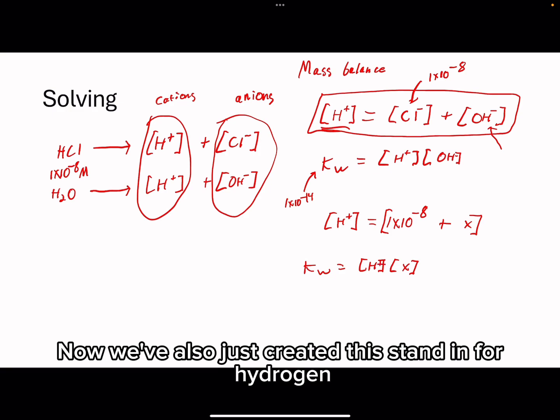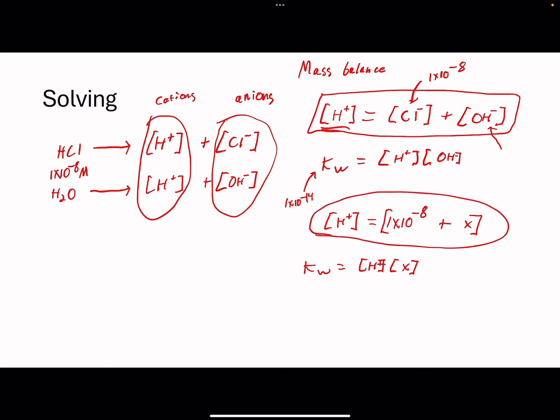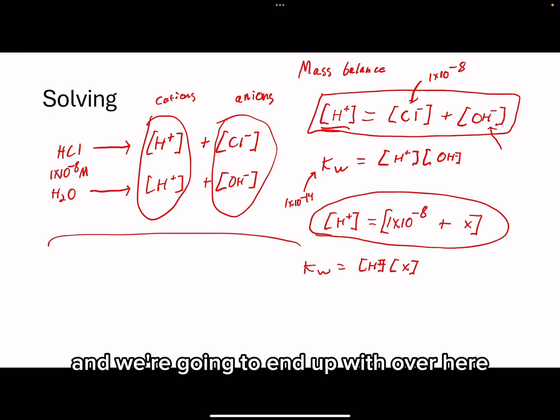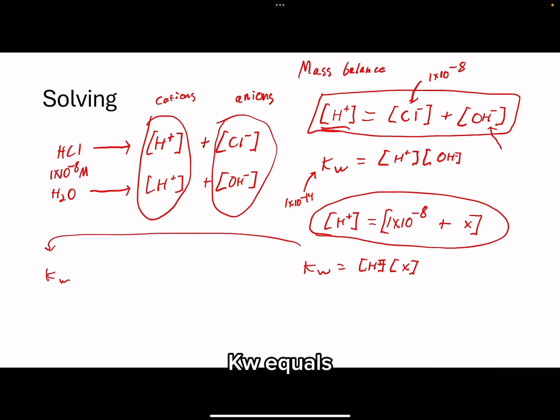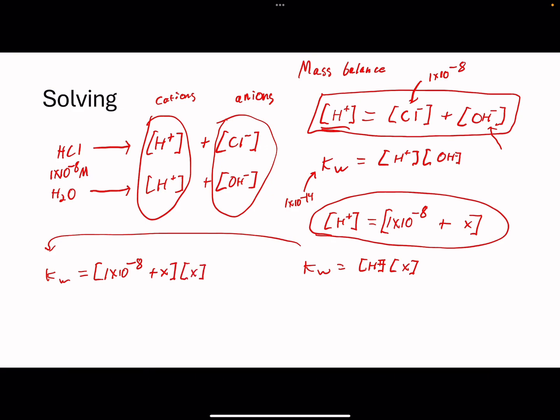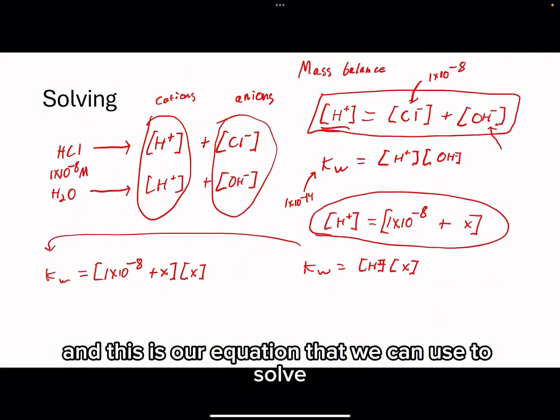Now, we've also just created this stand-in for hydrogen. So we're going to substitute everything in, and we're going to end up with, over here, Kw equals 1 times 10 to the negative 8 plus X, times X. And this is our equation that we can use to solve.